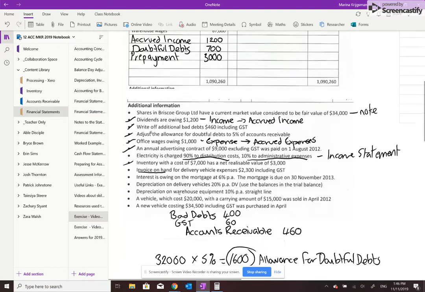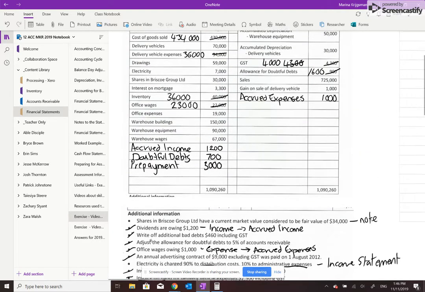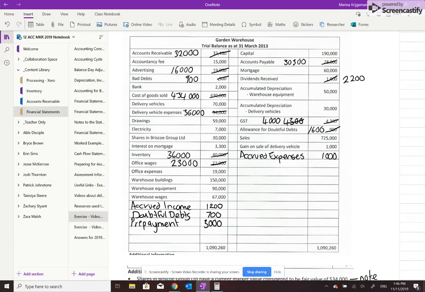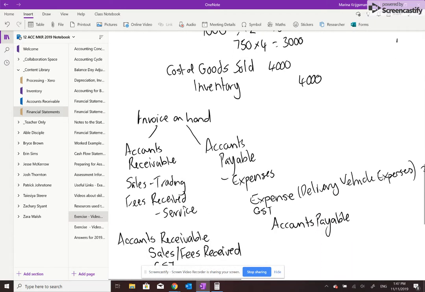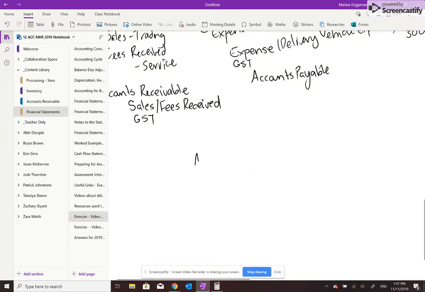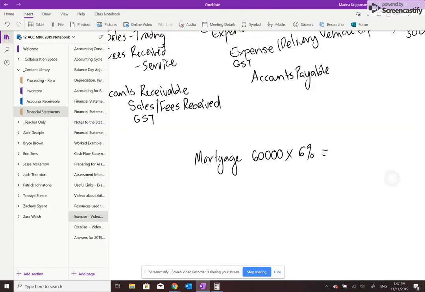Right. Okay. We've got interest owing on the mortgage at 6%. With this one, we've got to find out how much interest we should have paid. So the mortgage is 60,000 and it's 6% per annum. So we're going to find out what 6% of 60,000 is. It's 3,600. So 3,600 is how much we should pay.